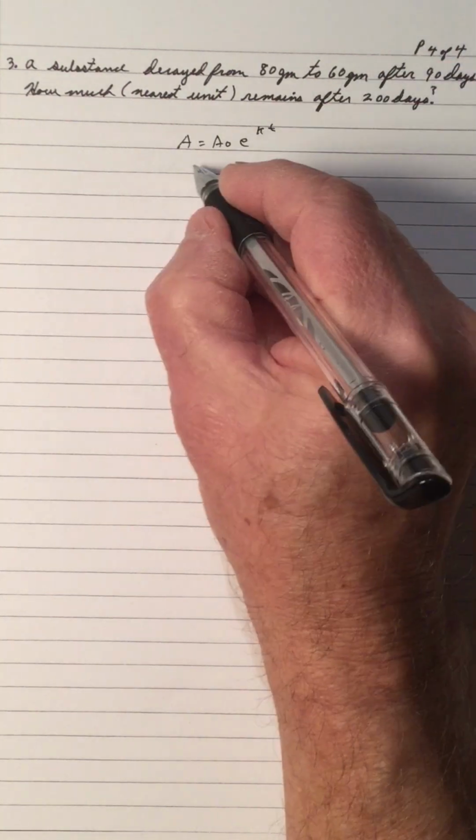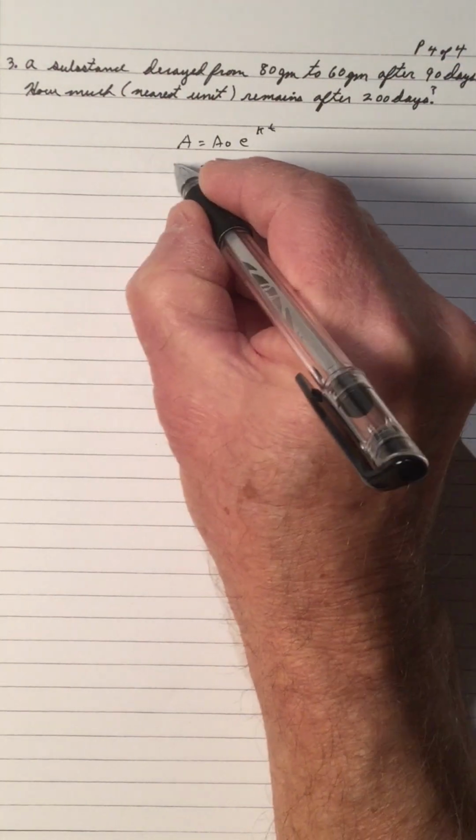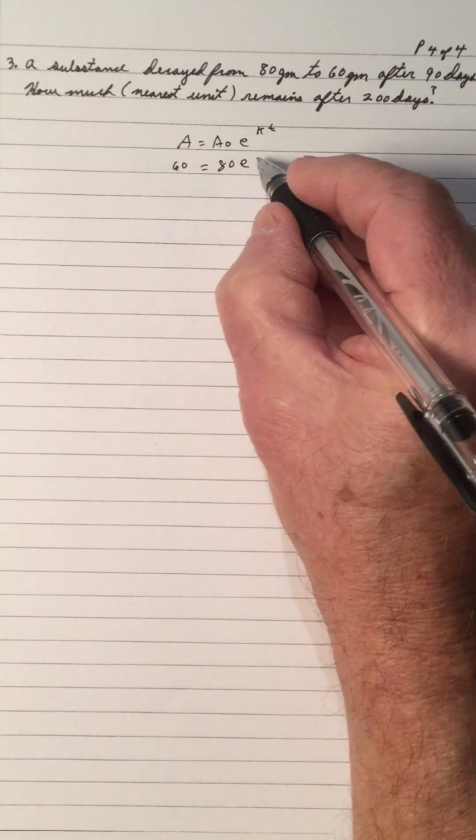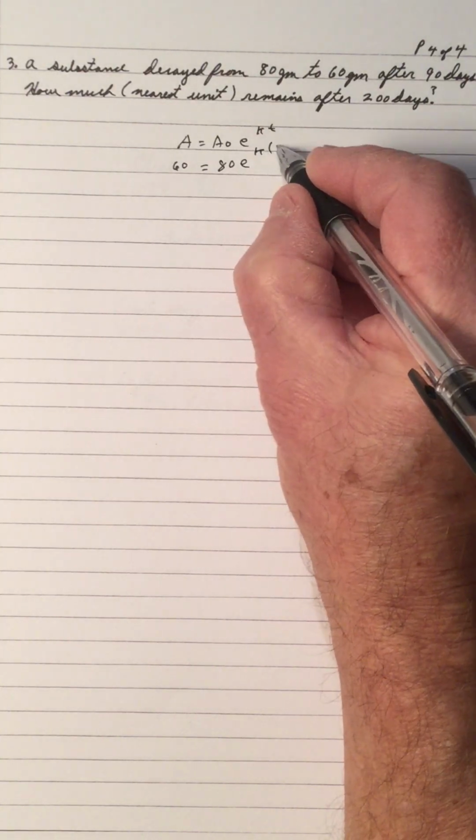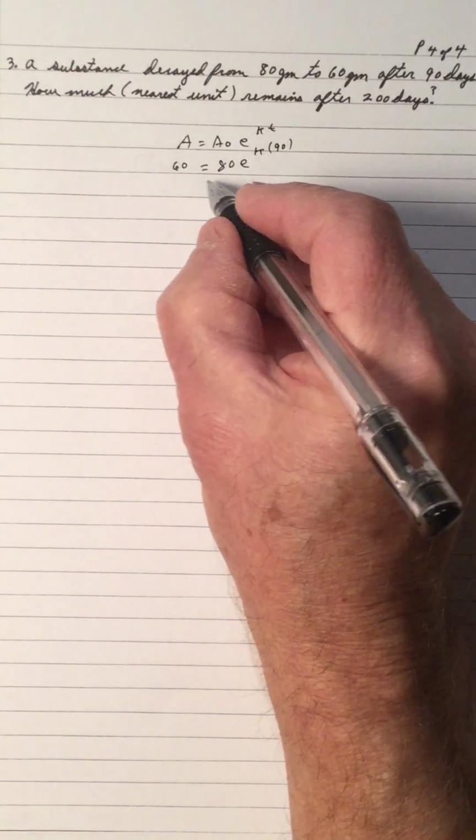And notice that this time it's going down, so the k is going to end up to be negative when we find it. So it decays. The initial is 80. It's decaying to 60. And e, and the time is 90 days, so it's k times 90. Remember, k is the rate of decay. Same thing. I'm using k now only because some books use k, some teachers.